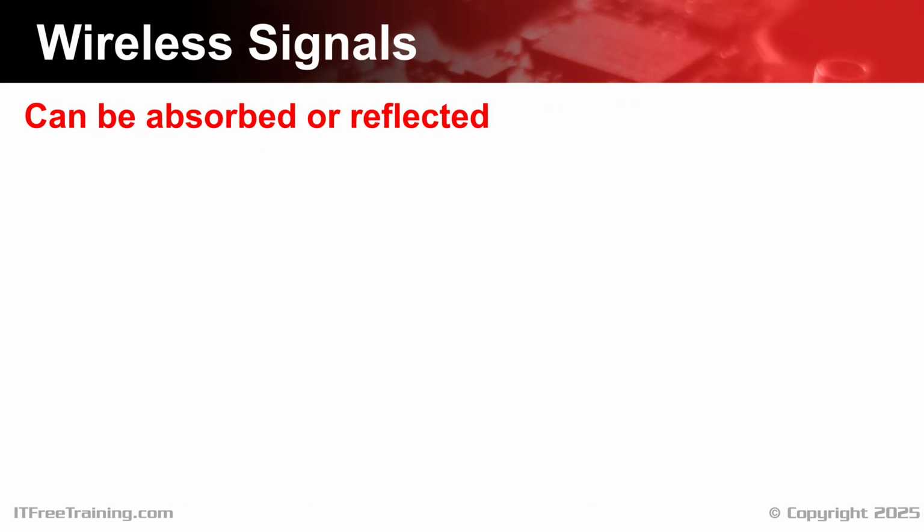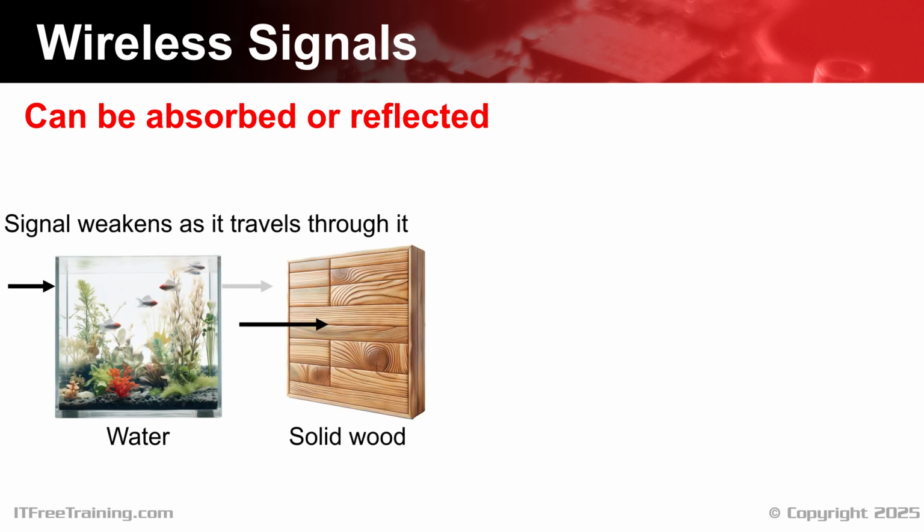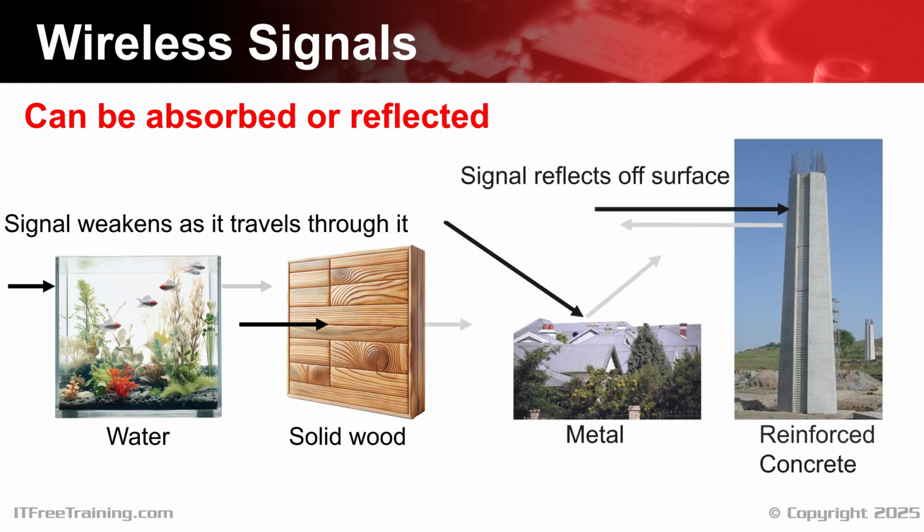Wireless signals as they are traveling can be absorbed or reflected. Two common materials known for their signal absorption properties are water and solid wood. Indoor aquariums or rooms with high humidity can reduce Wi-Fi strength. Other building materials, such as drywall, ceramic tiles, and brick, can also absorb Wi-Fi signals. Signals can also be reflected. Two common materials that reflect Wi-Fi signals are metal and reinforced concrete.